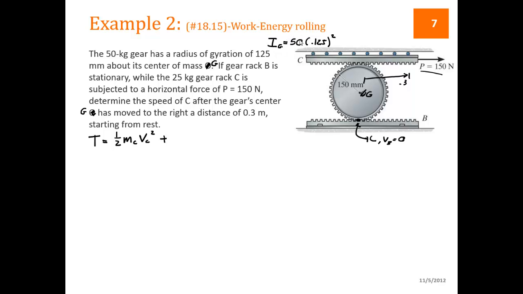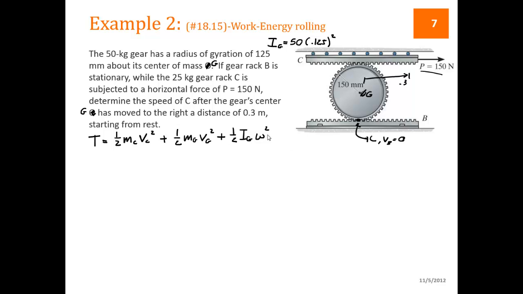So either way should work. We're going to look at the center of mass. So if we're looking at the center of mass, we have a translation of the center of mass, which is 1/2 mass of the gear times the velocity of that center of mass squared. And we have a rotation of the center of mass, so 1/2 Ig omega squared.